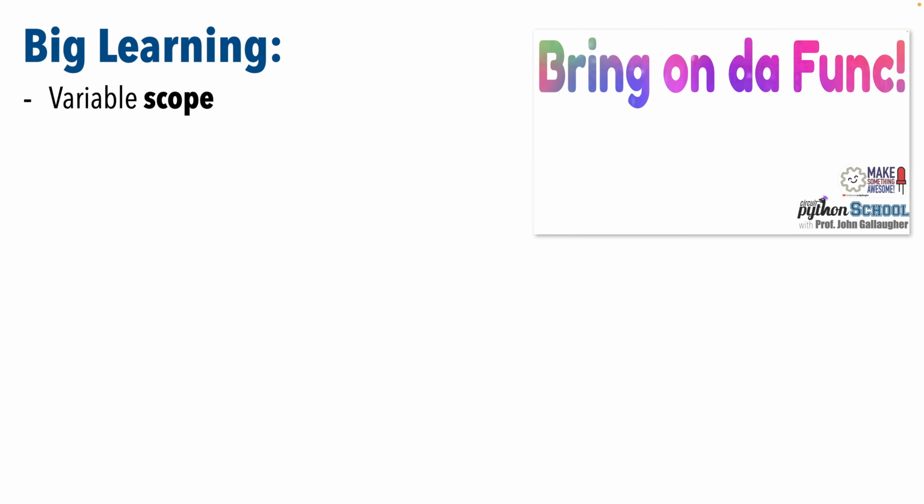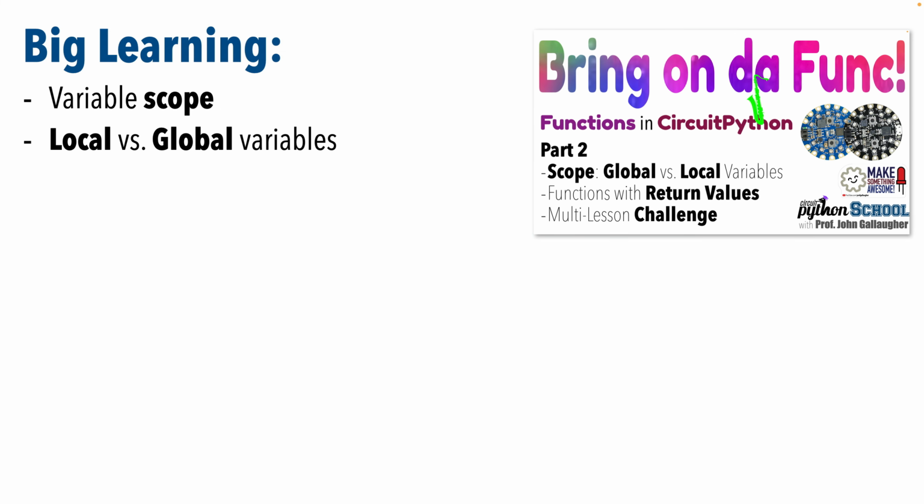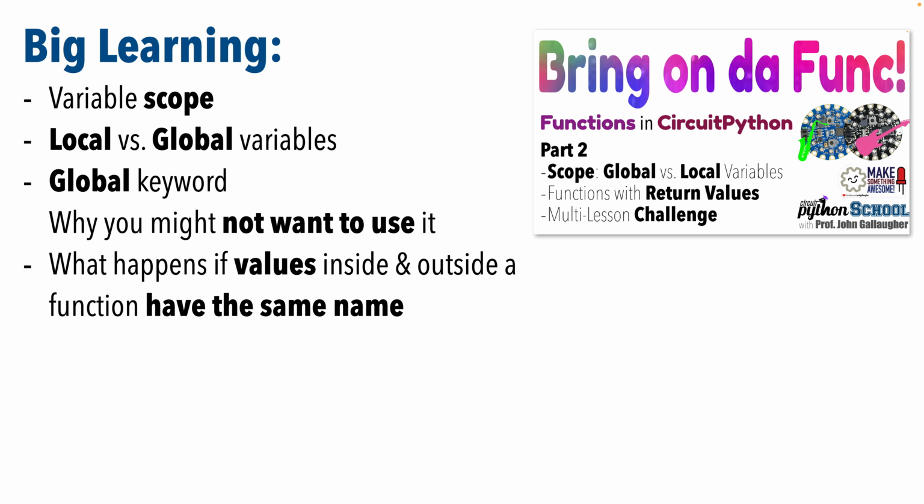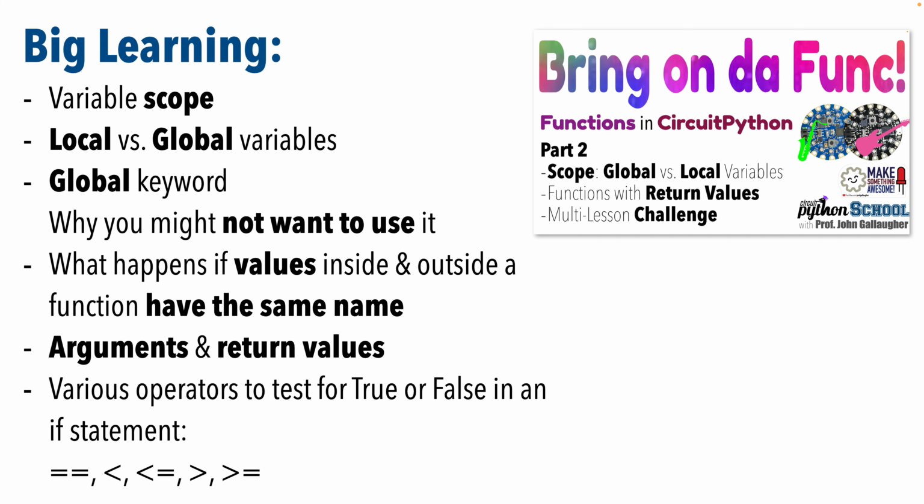But in this lesson, we've had some extraordinarily big learning. You learned about variable scope, local versus global variables, the global keyword, why you might not want to use it, what happens if values inside and outside a function have the same name, function arguments and return values, and various operators to test for truth or falsehood inside of an if statement. The double equals, the less than and equal, greater than and equals.